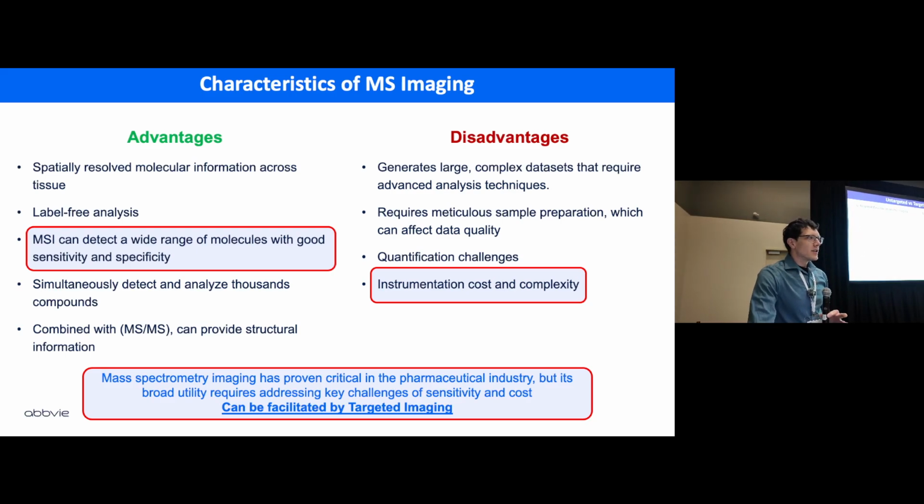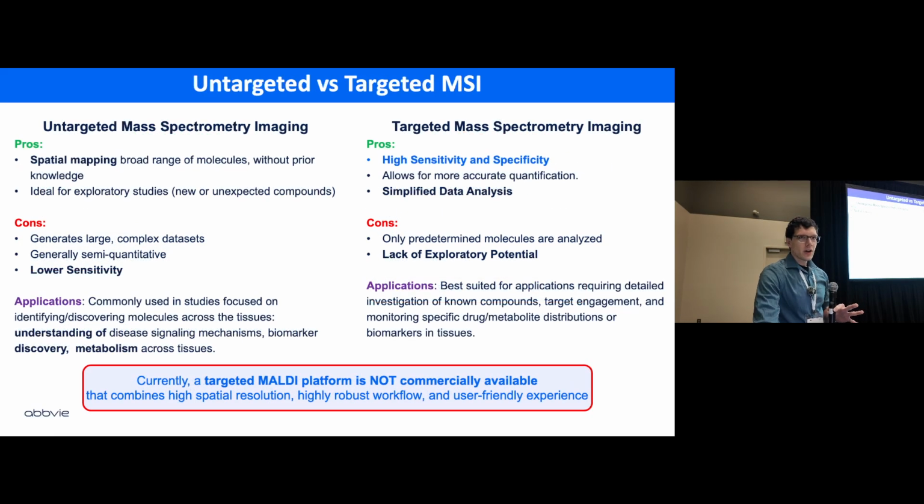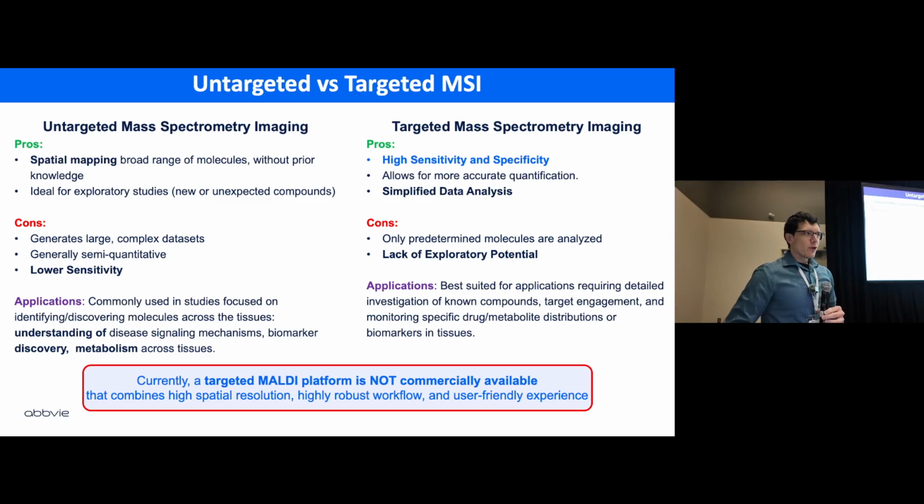So moving from untargeted to targeted imaging, there are advantages to untargeted imaging. You can do spatial mapping. And this is very ideal for exploratory kinds of studies where I don't know exactly what I'm looking for. I don't know if my drug is making different kinds of metabolites, so I'm just interested in finding out as much as I can. But those are big, large, complex data sets. They're generally only semi-quantitative at best, and they generally have less sensitivity for many of the compounds of interest.